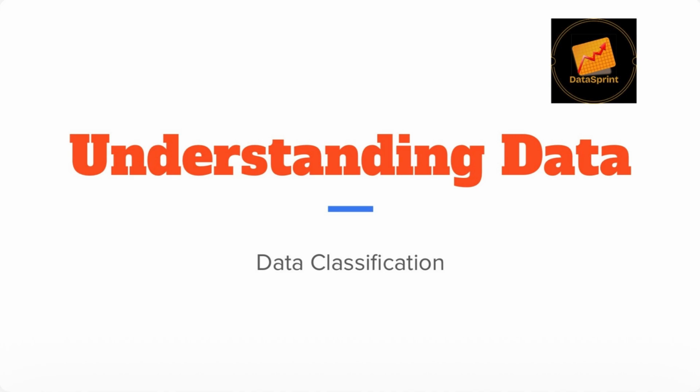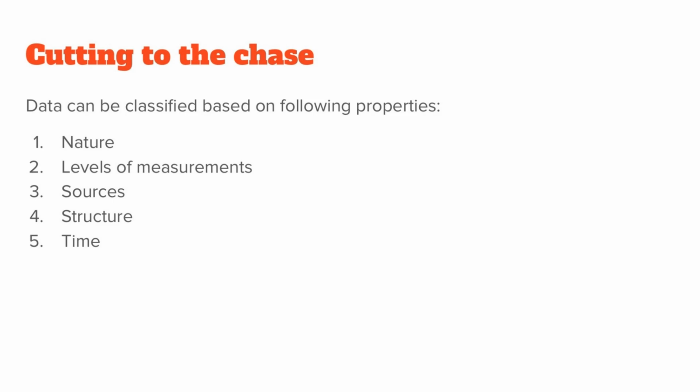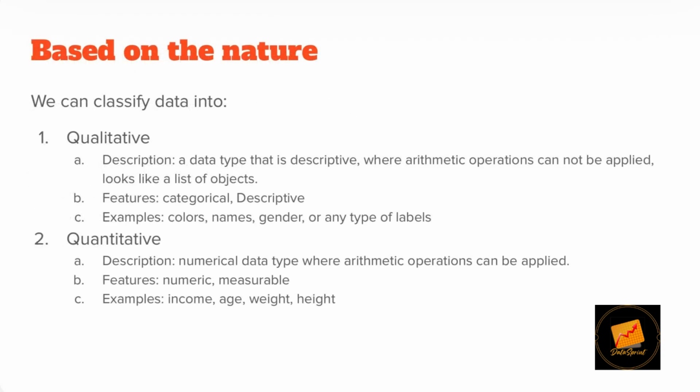Welcome back. Cutting to the chase, here we are going to explain different ways in which data is classified. Data can be classified based on its nature, level of measurements, sources, structure, and time. Moving forward, let's have a look at these classifications.